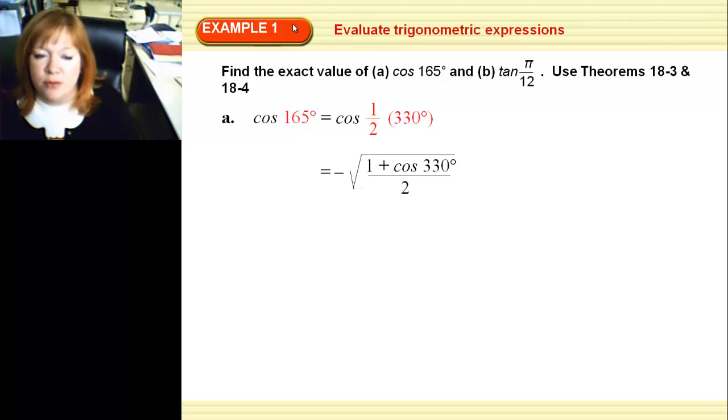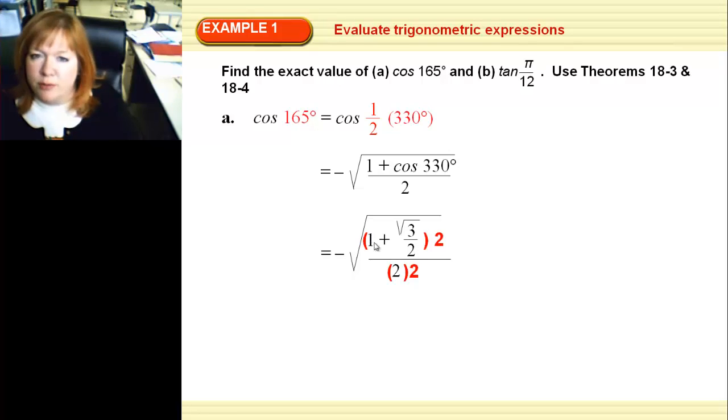If I apply my half angle formula, I'll have the opposite of the square root of 1 plus cosine 330 divided by 2. And cosine of 330 is a special one. We have it on our chart. It's square root of 3 over 2. So if we have this, oh, it looks so nice. You have a square root, and underneath the square root, we have another square root, and we have fractions. We need to simplify this a little bit. So what I'm going to do is get rid of my fraction within a fraction by multiplying the top and the bottom by 2. If I do that, I'll have 2 times 1, which is 2.